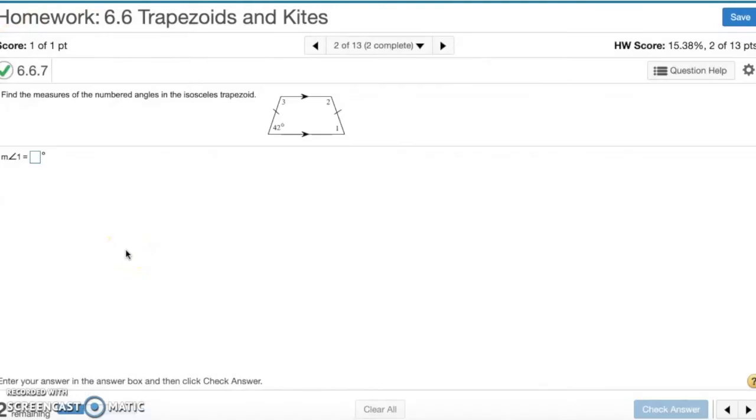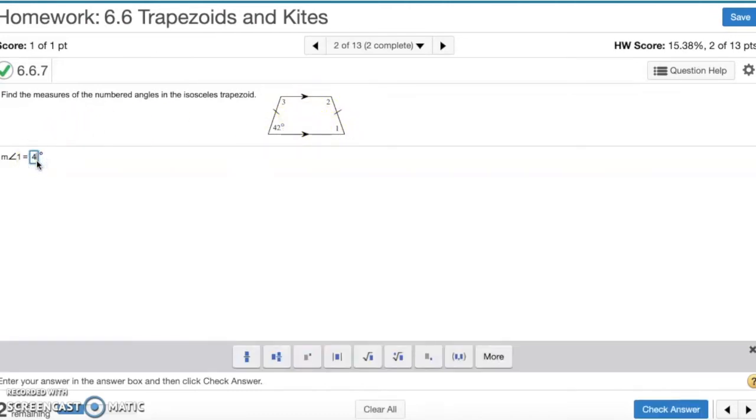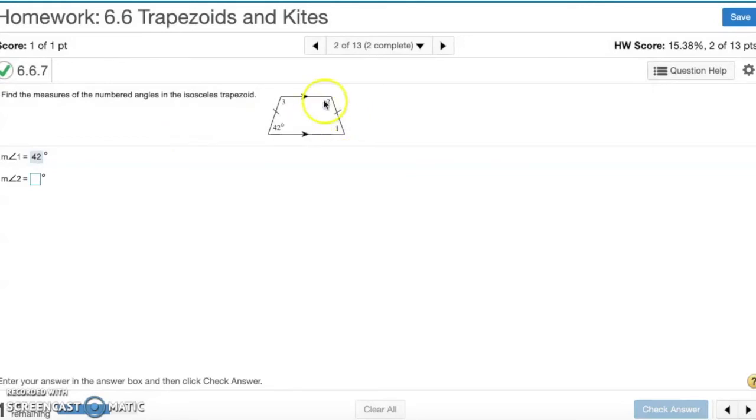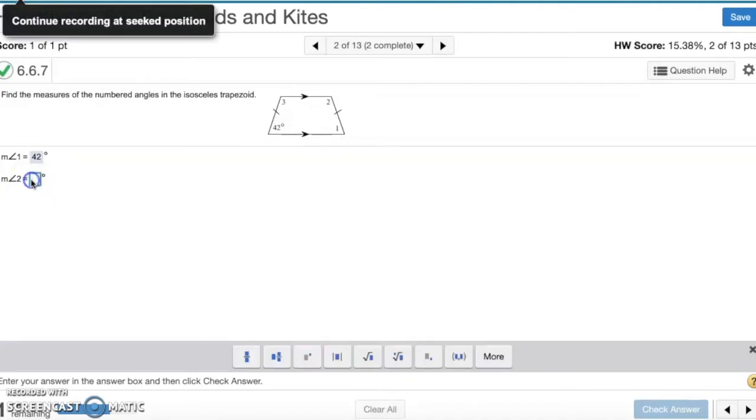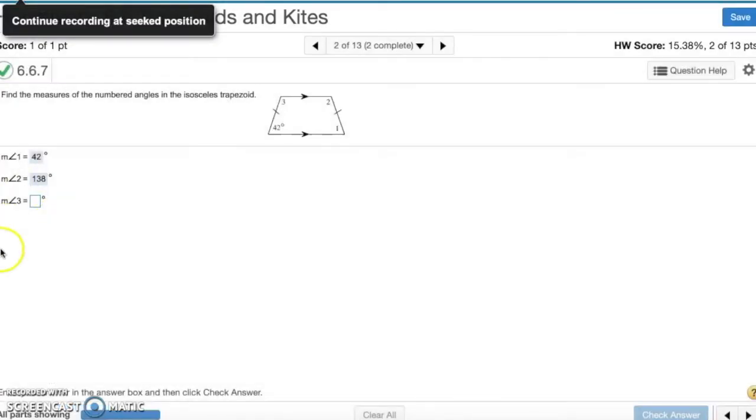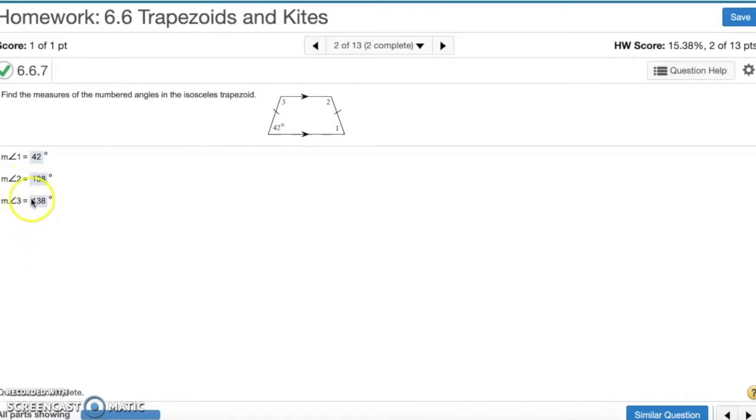Number 2. Find the measures of the numbered angles in the isosceles trapezoid. In an isosceles trapezoid, the base angles are equal to each other. So that's 1 and 42, and 3 and 2. So angle 1 is going to be the same as 42. Angle 2 and angle 1 are same side interior, so they're going to add up to 180 degrees. So we do 180 minus 42, that gives us 138. Now, angle 3 is going to be the same as angle 2, so that's also 138. So those are the answers for number 2.